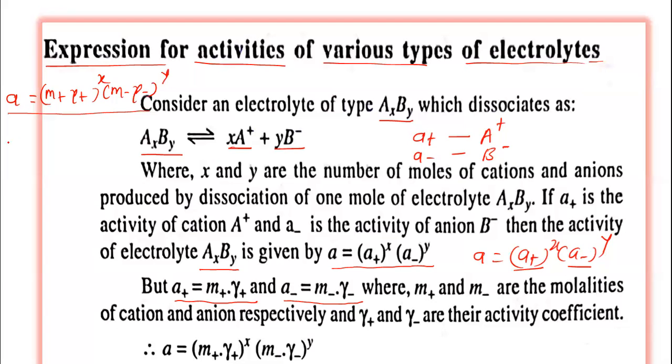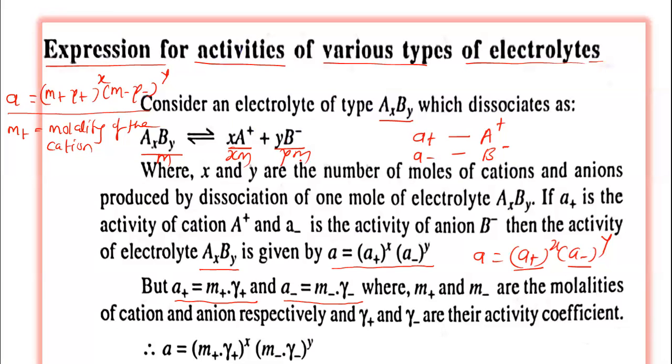Now, what is M plus? M plus is the molality of the cation, and M minus is the molality of the anion. Suppose that M is the molality of the electrolyte. As X number of cations are present, what is the molality of this cation? It is X into M. What is the molality of this anion? It is Y into M, because X and Y are the number of cations and anions.